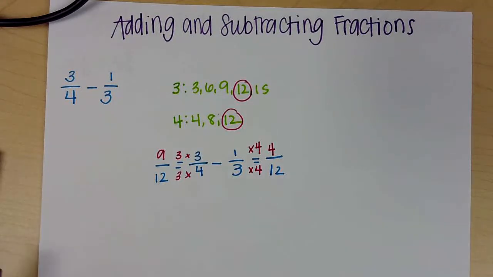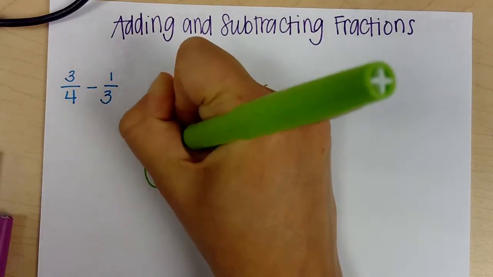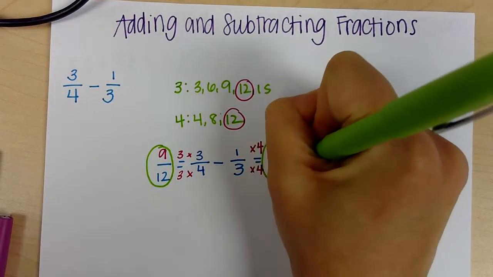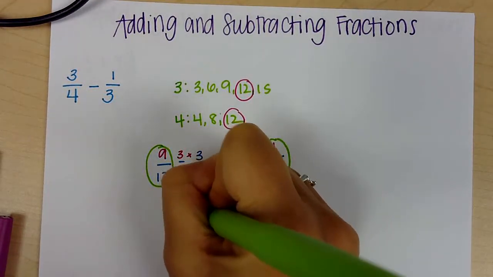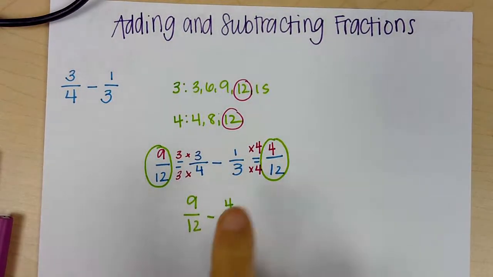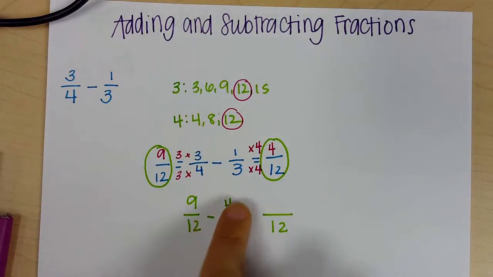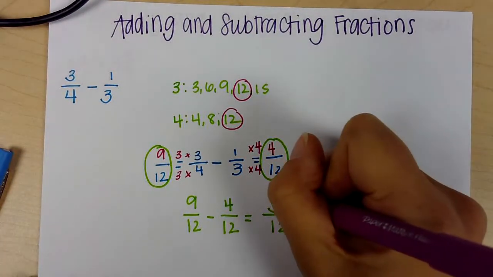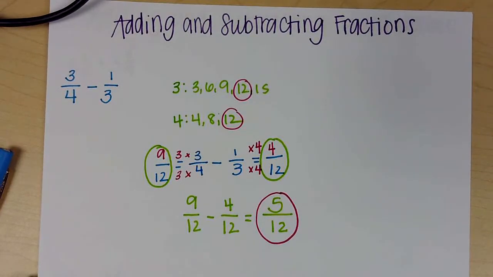From here, I've got two new fractions. 9/12 has the same value as 3/4, and 4/12 has the same value as 1/3. 9/12 minus 4/12. My denominator stays the same. 9 minus 4 is 5. Therefore, the difference between these two fractions is 5/12.